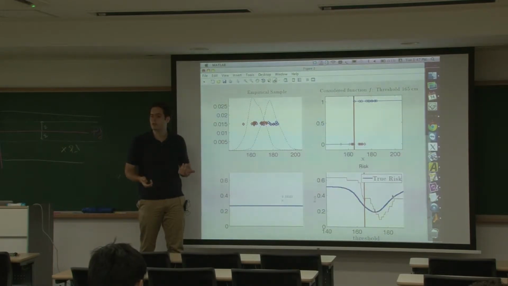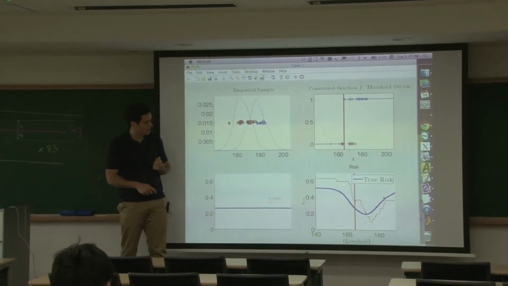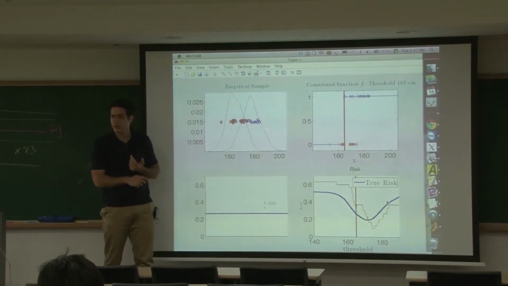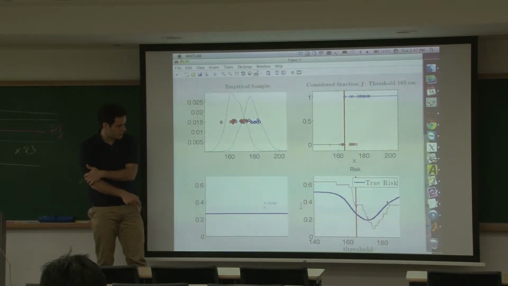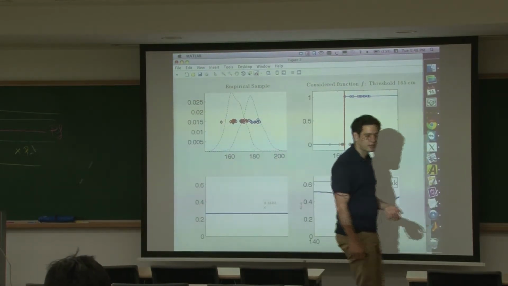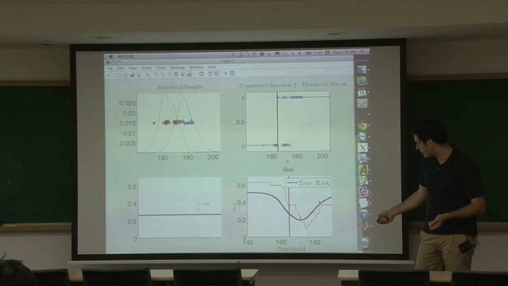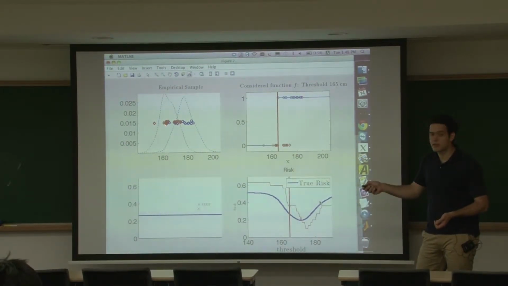What about the empirical risk? Well, this is the empirical risk. This is exactly the empirical risk for this sample. If I were to select one threshold in this area, I would be selecting basically some function here. So what would be the minimizer of the empirical risk in this case? Well, it's not unique. It's somewhere around here, right? It's anywhere between 175 and 176. For this particular sample, that's the best that I can get. Okay?